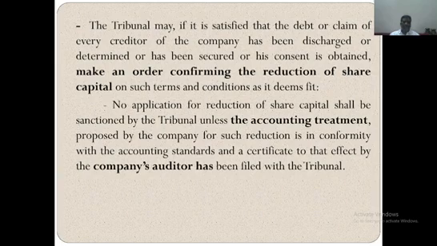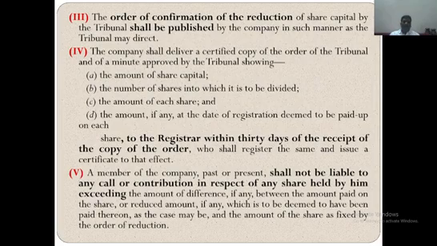No application for reduction of share capital shall be sanctioned by the tribunal unless the accounting treatment proposed by the company for such reduction is in conformity with the accounting standards and a certificate to that effect by the company's auditor has been filed with the tribunal. The order confirming the reduction of share capital by the tribunal shall be published by the company in such manner as the tribunal may direct.